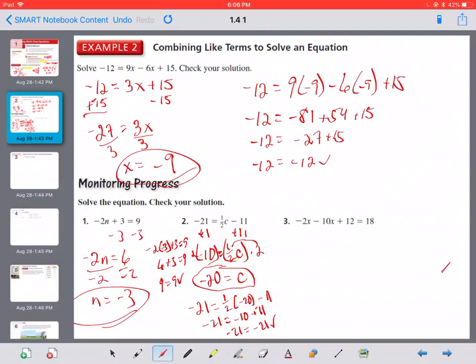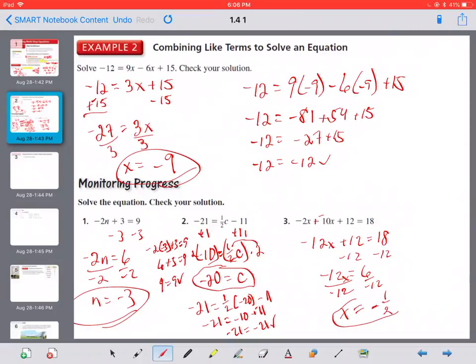All right, let's see. We got some like terms on this one. -2x minus 10x plus 12 equals 18. -2x and -10x is going to get more negative. -12x plus 12 equals 18. Now let's move that 12 by subtracting from both sides. -12x equals 6. Forgot my x there. Divide by -12. x equals 6 over 12. Well, we know it's going to be negative. 6 over 12 would be, 6 goes into both, so that's 1 over 2. So it should be a -1/2.